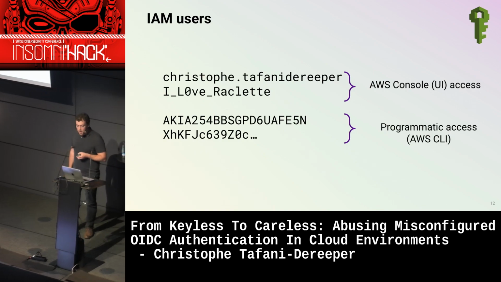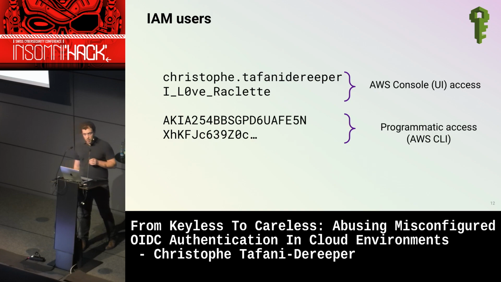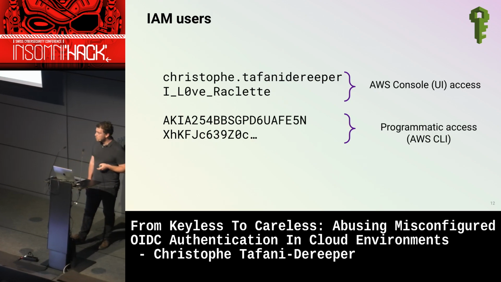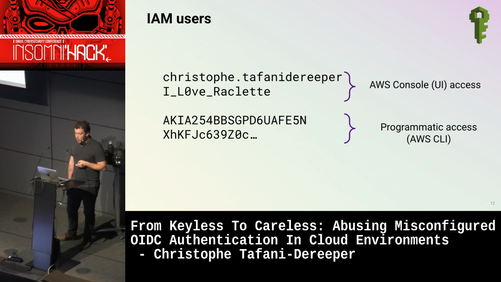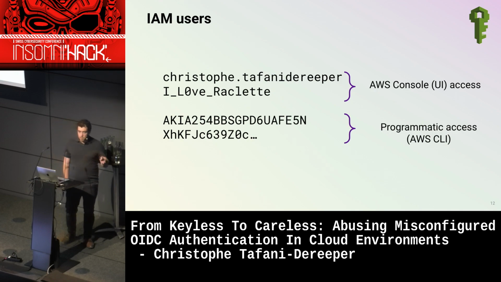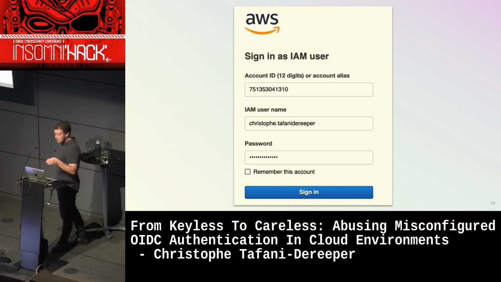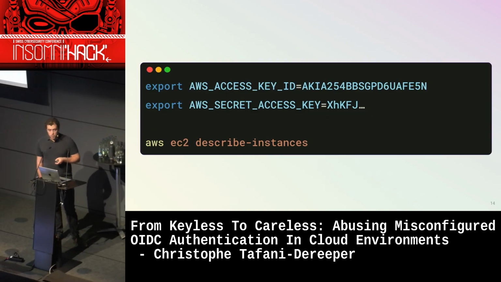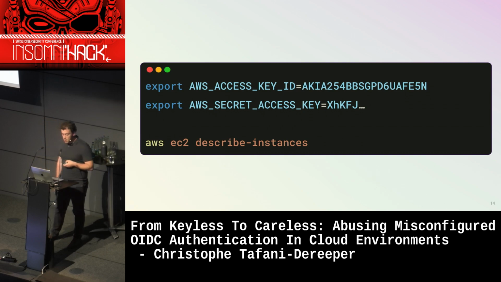So IAM users are pretty simple. You have your username and your password that you can use to authenticate to the UI, to the AWS console. You have your access key, which is the programmatic API key that you can use to use the AWS API, CLIs, Terraform, things like that. So if you want to use the UI, you just use your username and password. If you want to use the CLI, you just export your access keys in your environment, and you can use the CLI, Terraform, things like that.